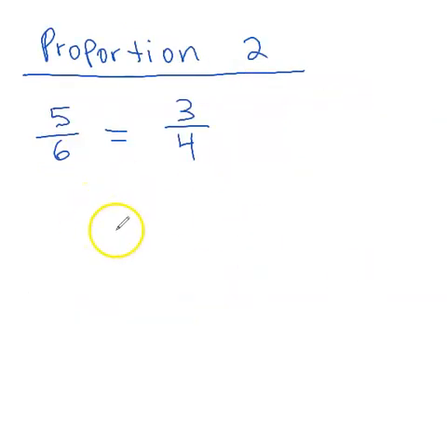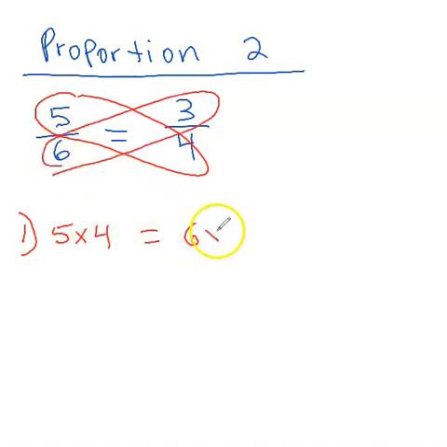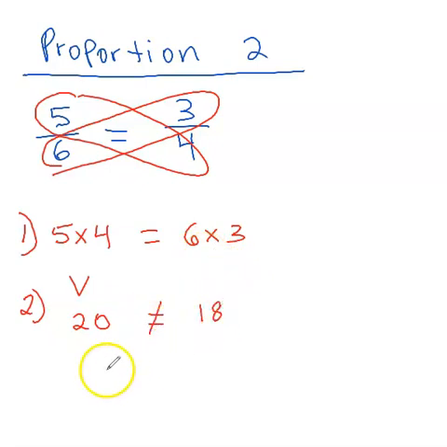Now we have another one, proportion number 2, where we have 5 over 6 is equal to 3 over 4. Are they proportional or not? Let's check it. We're going to do 5 times 4 here on the left, to see if it's equal to 6 times 3. Now 5 times 4 is equal to 20, while 6 times 3 is equal to 18. So no, they're not equal. So it's not proportional.